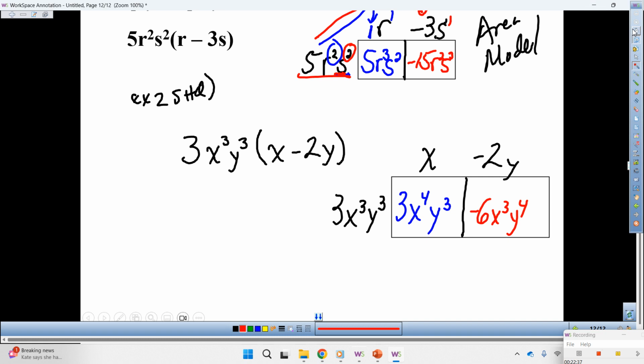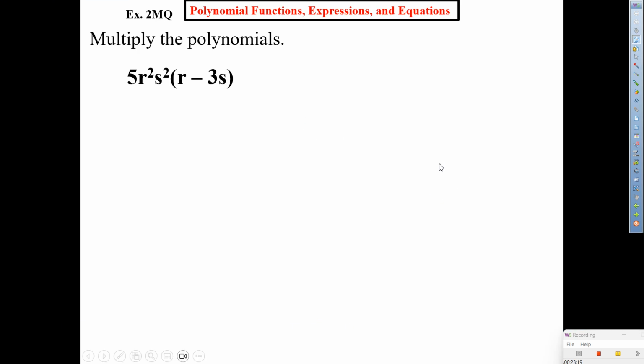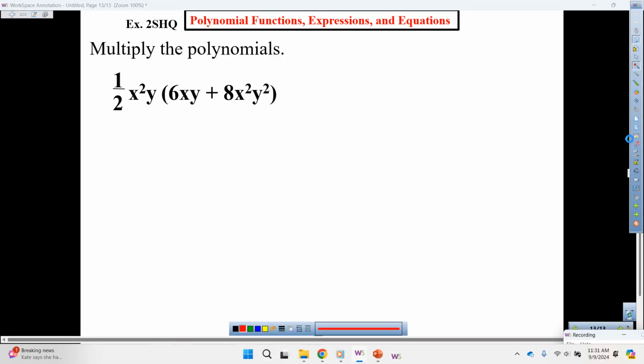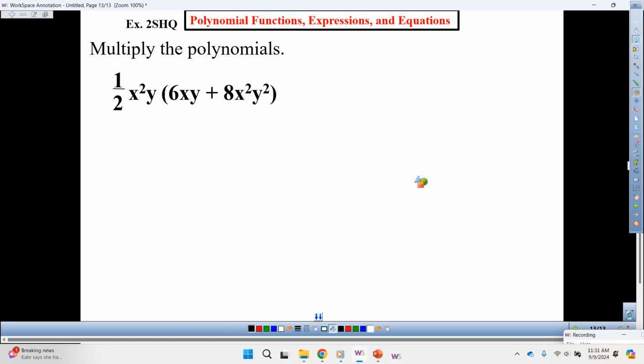Let's do another one. Copy that one. I know some of you already have it, but you should be able to do that one by yourself. This one, you can use distributive property or area model, whichever one you want to use. You got half x squared y times 6xy plus 8x squared y squared. Me, I'm going to use the area model just to keep it going.